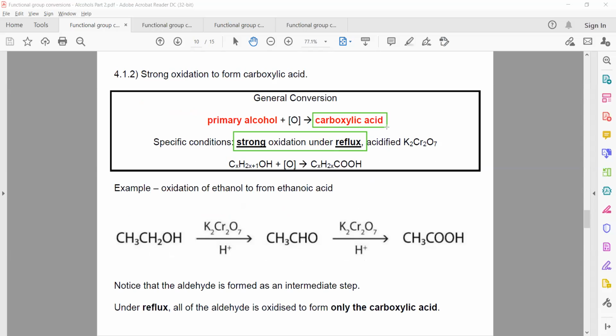Remember that aldehydes and carboxylic acids always have to be at the end of a carbon chain, and so do primary alcohols. So you can see the link there between primary alcohols becoming aldehydes or carboxylic acids at the end of a molecule.